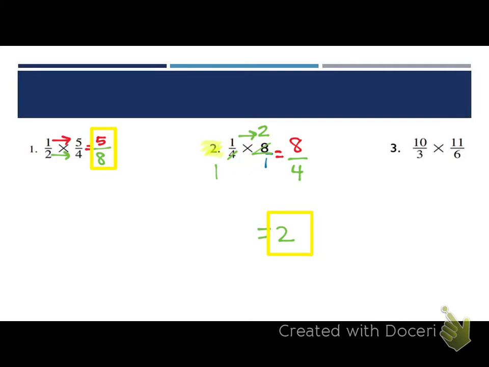And then the last, what is 10 times 11? 110. And then 3 times 6, 18. They are both evens. This can be reduced. Divide by the number 2. What is 110 divided by 2? 55. And then 18 divided by 2 is 9. Can they be divided any further? No. That's it. So just reminding you how to multiply fractions.